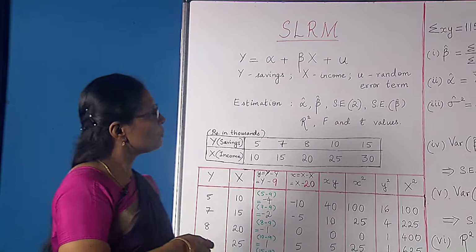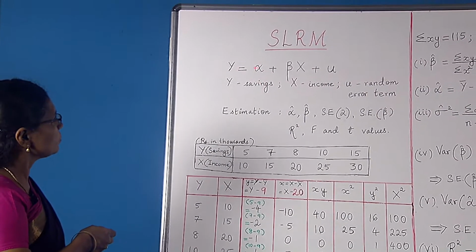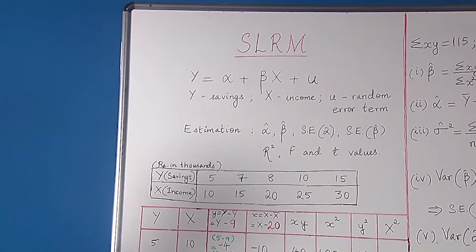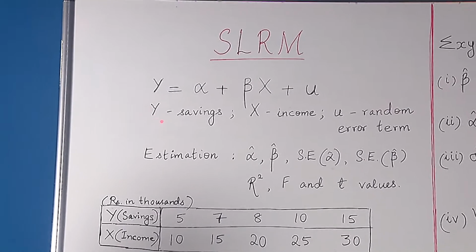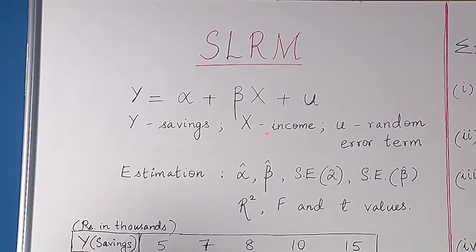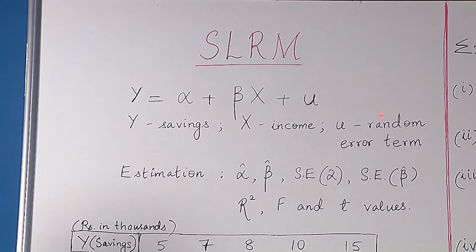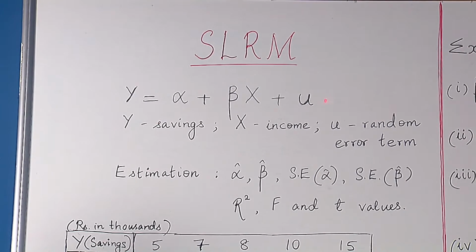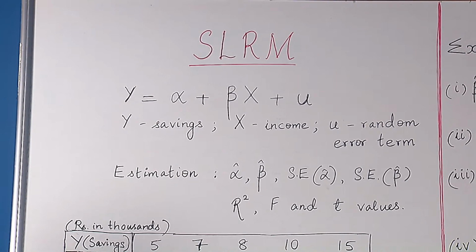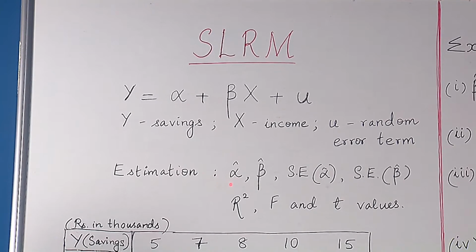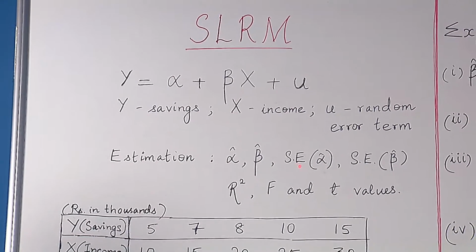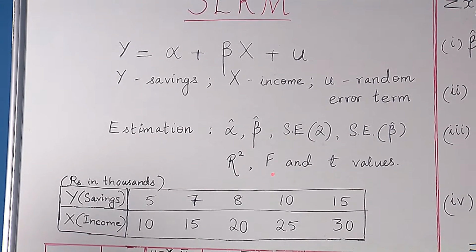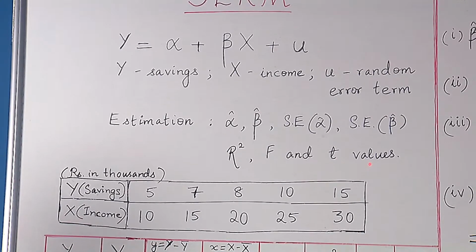Consider the savings function model y is equal to alpha plus beta x plus u. This is a simple linear regression model where y denotes savings, x denotes income and u is the random error term. Now, in order to estimate this whole regression model, we have to estimate the values of alpha hat, beta hat, standard error of alpha hat, standard error of beta hat, r square, f and the t values.